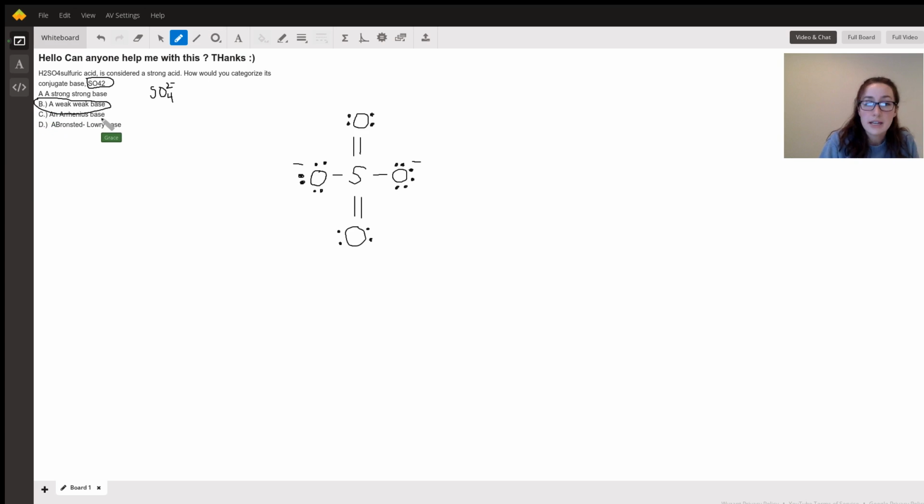The answer is not Arrhenius base because an Arrhenius base is a base that when placed into solution increases your hydroxide ion, your OH minus. This would not increase the amount of OH minus in a solution because it has no OH minus. And a Bronsted Lowry base is one that would accept a proton, which is true of this base. It would accept a proton, but that's not the best answer. Basically, anytime you see that you have a strong acid, you have a weak conjugate base.